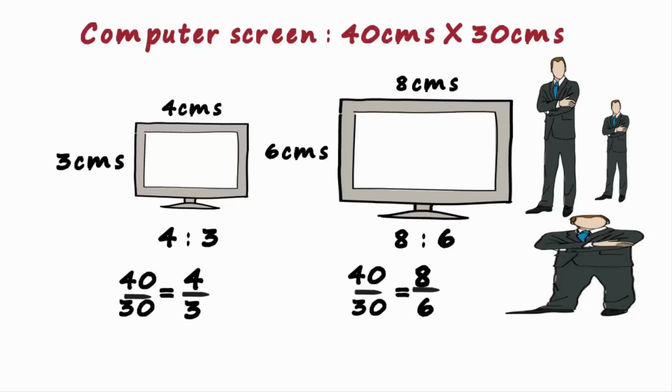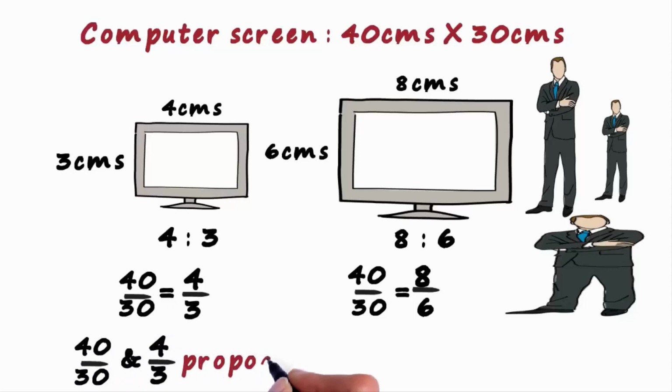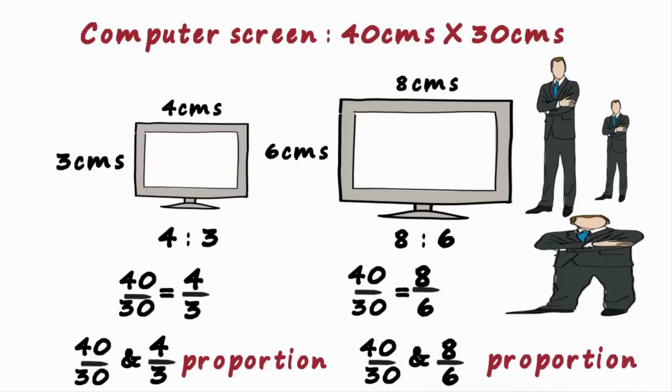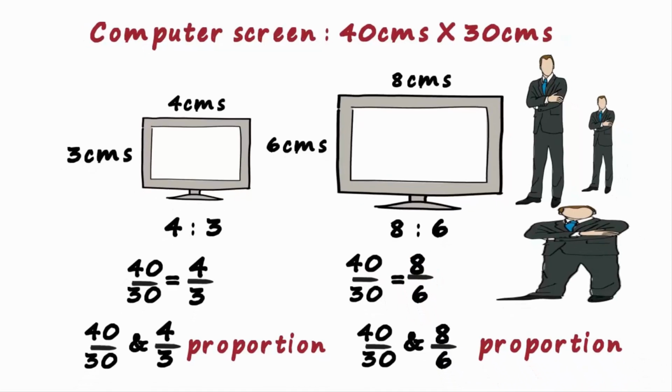Now let's get back to our first example. Since 40 by 30 and 4 by 3 are equal ratios, we say that 40 by 30 and 4 by 3 are in proportion. And similarly, 40 by 30 and 8 by 6 are also in proportion. If you observed well, you'd say even these two ratios are equal. If we divide the numerator and the denominator of this ratio by 2, we get 4/3. Hence, we say that the ratios 4/3 and 8/6 are also in proportion.